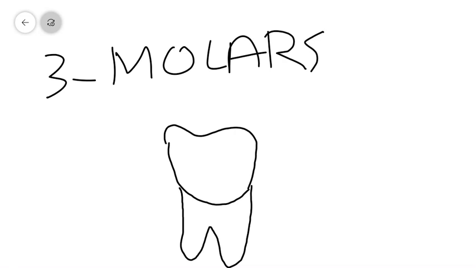So we have talked about the different types of teeth that are present in the oral cavity. We have the incisors, then we have premolars, and then we finally have molars. All these types of teeth are present in the permanent dentition, but only incisors and molars are present in the primary dentition. Primary dentition doesn't have premolars.